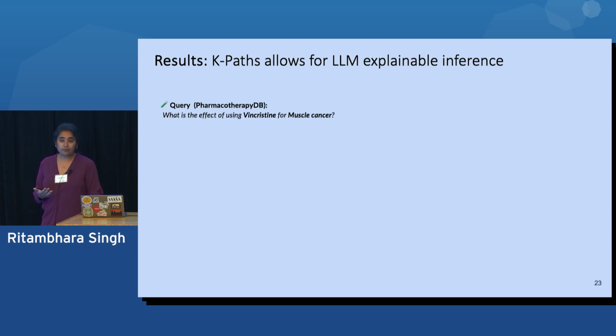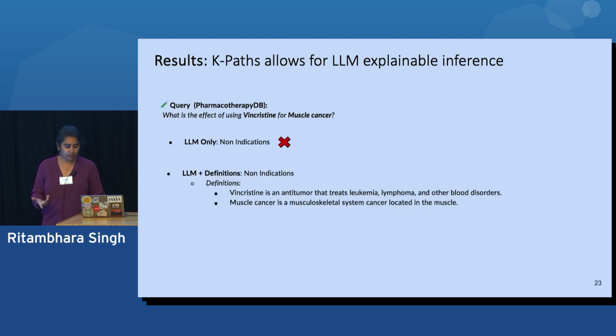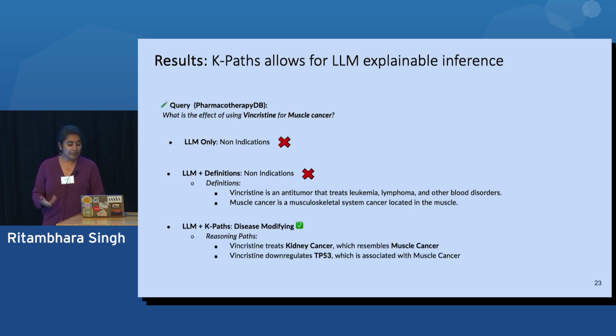Another example from pharmacotherapy: what is the effect of this particular drug on muscle cancer? The LLM-only model doesn't give the right answer, neither does the one with definitions. But when we add K-PATHS, it gives the correct answer that this is disease modifying, again because the reasoning path suggests that the drug treats kidney cancer, which is related to muscle cancer, and it down-regulates this particular gene, which is also associated or related to muscle cancer, so it's able to make accurate predictions there.